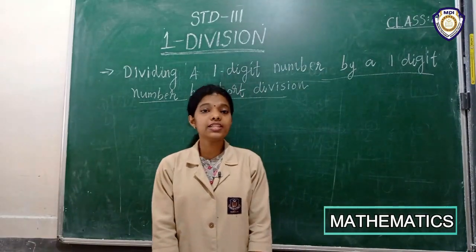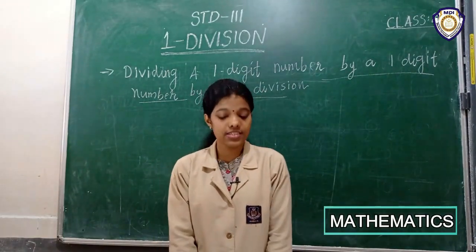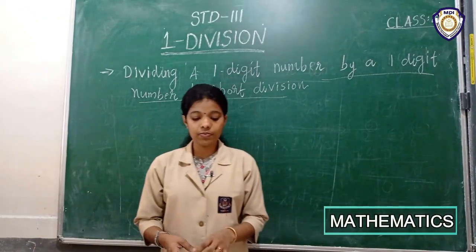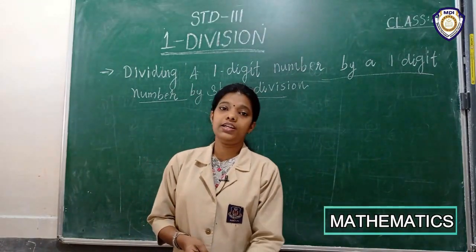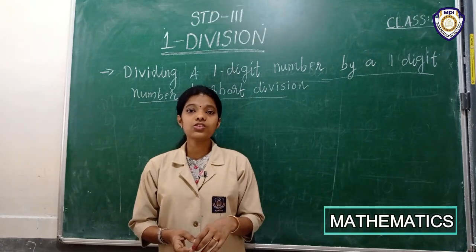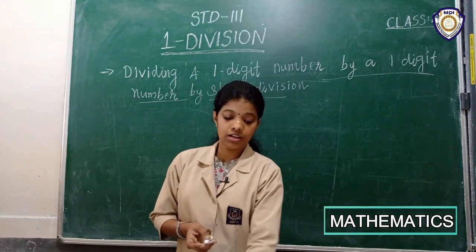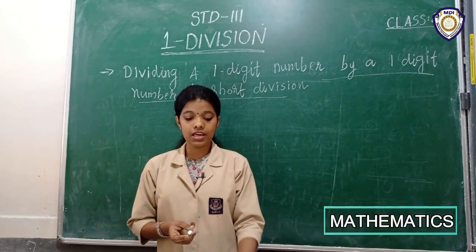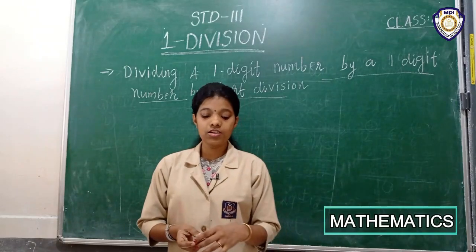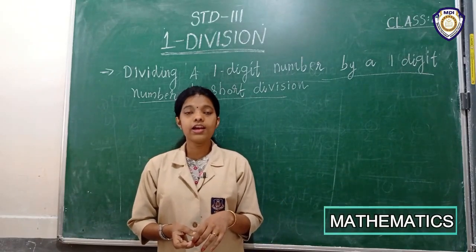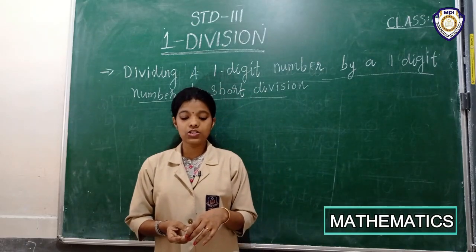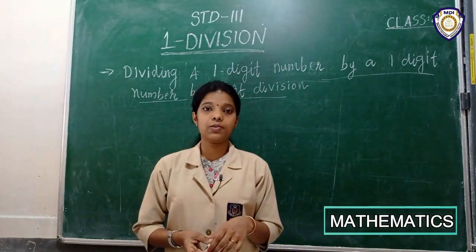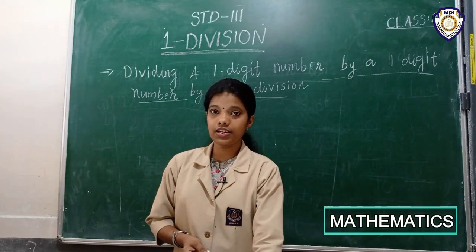Students, what all things we studied in last class? You just say, dividing by repeated subtraction and dividing on the number line. Today, we are going to learn about our new topic, dividing a one-digit number by a one-digit number by short division and long division, and dividing a two-digit number by a one-digit number. Are you ready for the class?